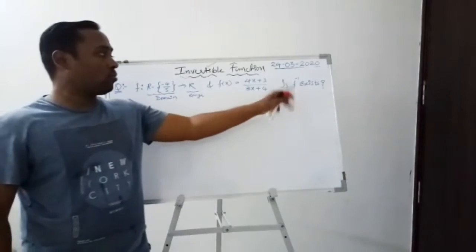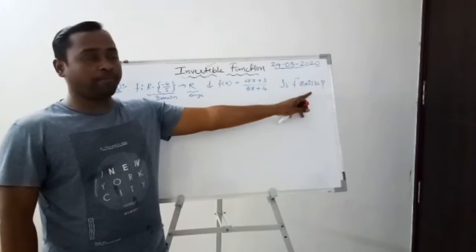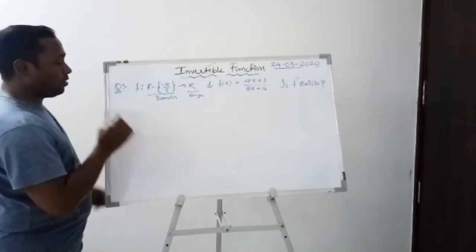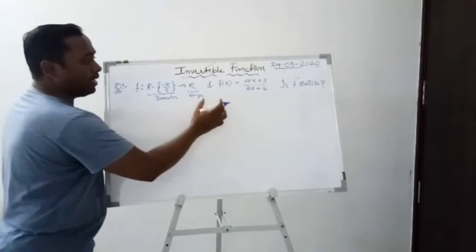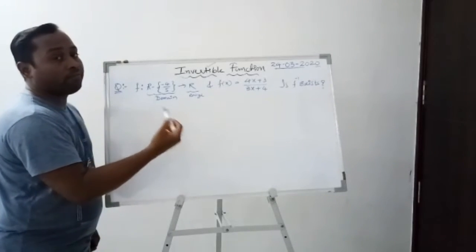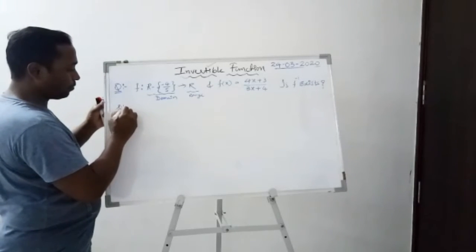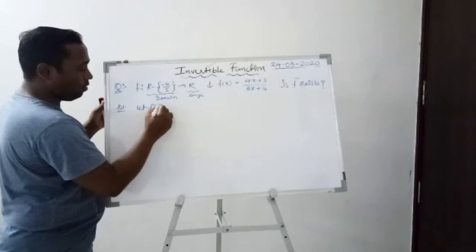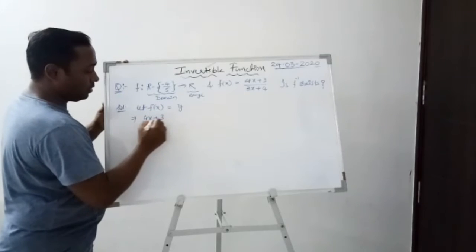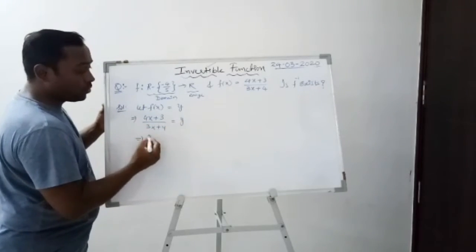Now what we are going to check is whether the inverse of the function exists or not. For that we'll take the composition of functions methodology. First we'll define a function g of y, and then we'll go for the tests gof and fog. To define the g function, we'll start like this. Let f of x be equal to y. The given f of x is 4x plus 3 by 3x plus 4 equal to y, and then we'll solve for x.